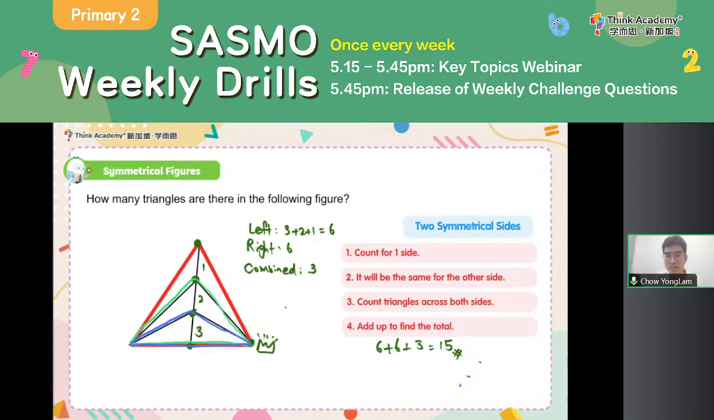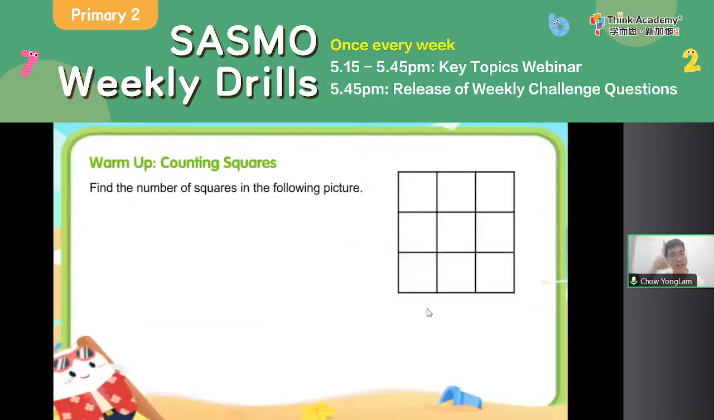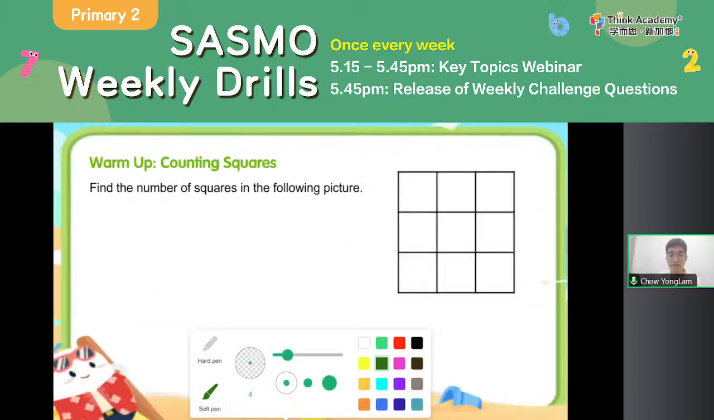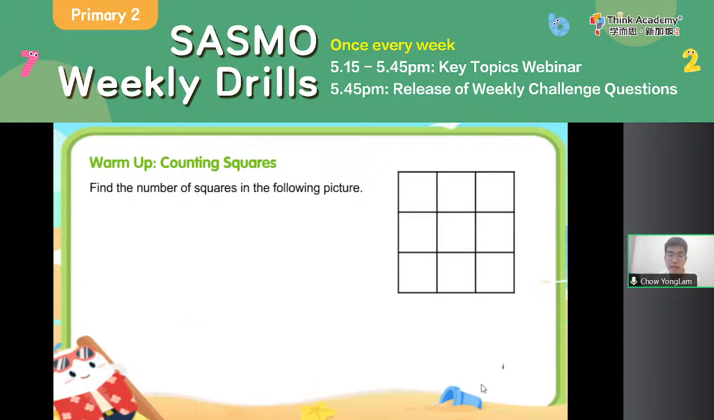Enough counting triangles and rectangles. Moving on, we are counting squares. Now, when it comes to counting squares, there is a different method. Look at this picture. How many squares are there? If you have a bit of experience, you should know how to answer this.